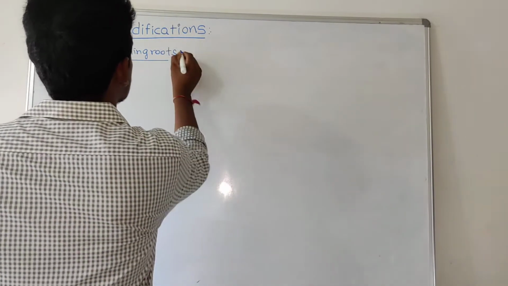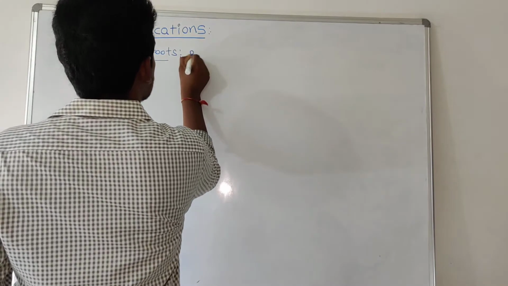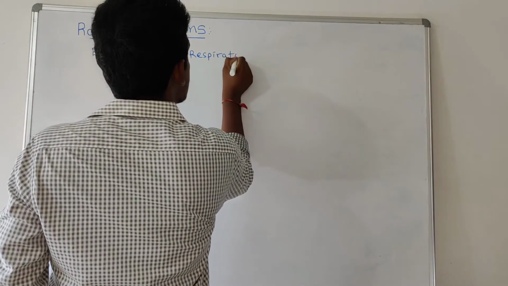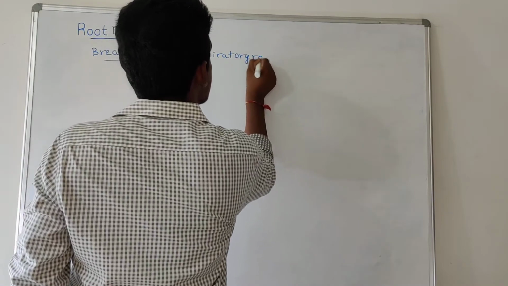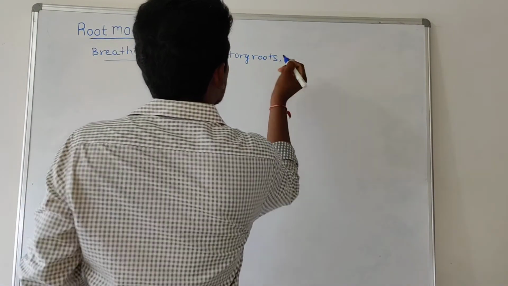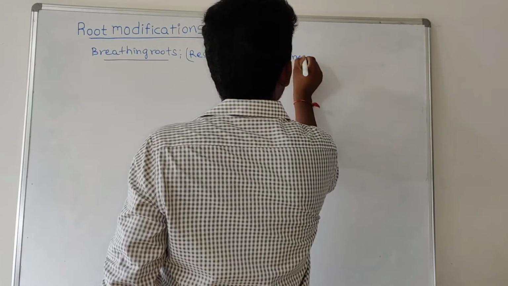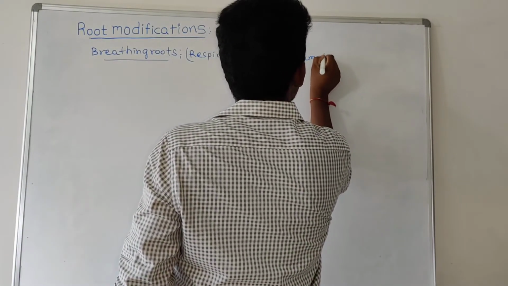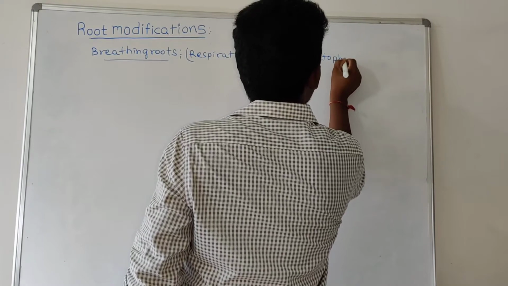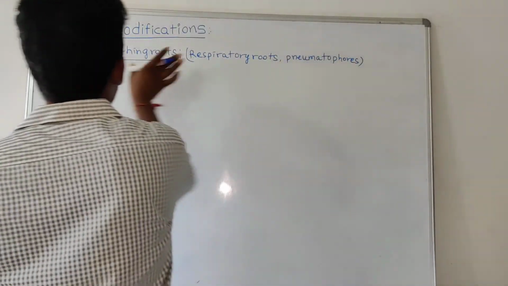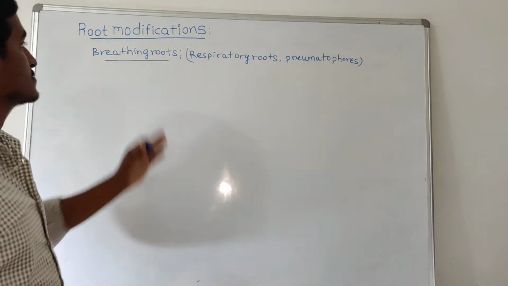Breathing roots are also called respiratory roots, and they are also called pneumatophores. These are the other names for breathing roots.